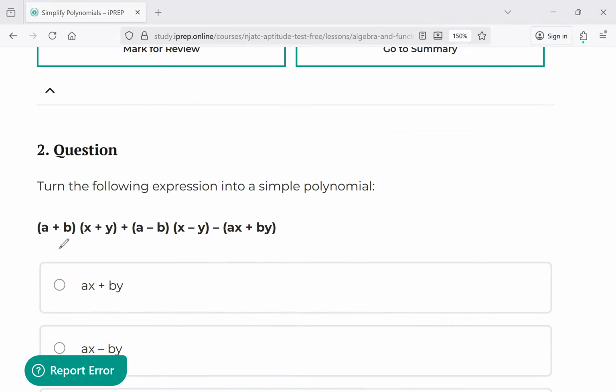Okay, next one. Turn the following into a simple expression. Okay, I think what we're going to have to do is, no, let's see. Should we FOIL this out? I think no. What I would do is see how this whole thing is one term, and this whole thing is one term, and this whole thing is one term, right? This is the first term. This is the second term. This is the third term. What we want to do is maybe factor out a GCF. So what do they all have in common?